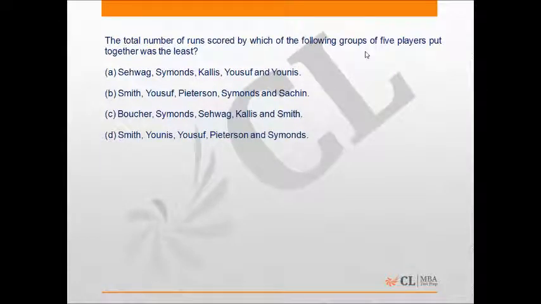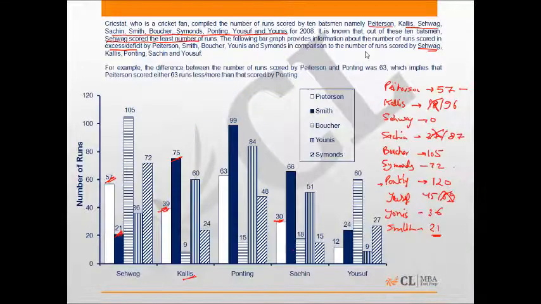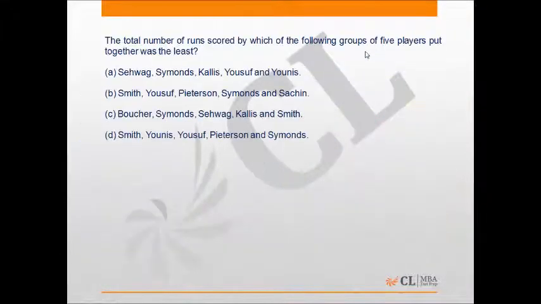Total runs scored by following groups of the 5 players put together was the least. So you have all the numbers, so you can simply add the values and you will get the correct option is D.